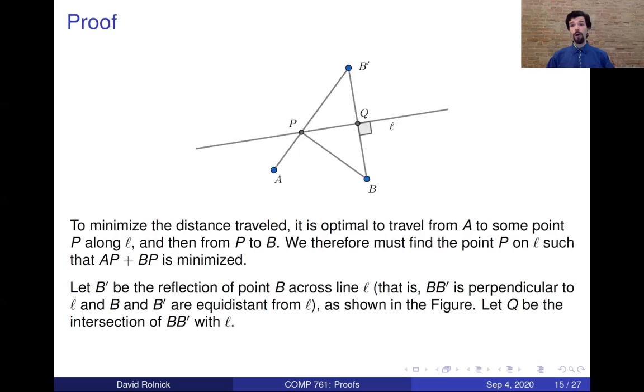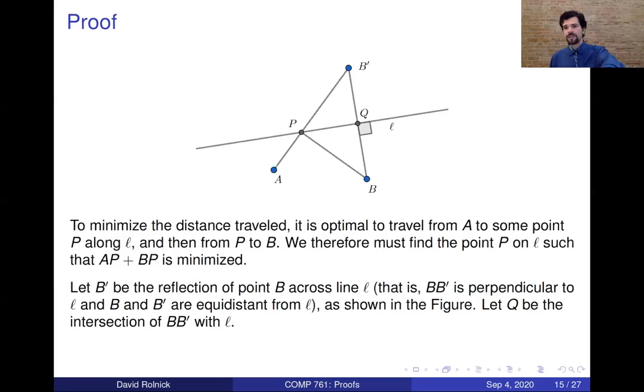So going into all the details to make sure it's completely clear, hopefully. To start out, the problem didn't say we needed to find a point P. So we need to say our goal is to find some point P. To minimize the distance traveled, it is optimal to travel from A to some point P along L, and then from P to B. We therefore must find the point P on L such that AP plus BP is minimized. Okay, so that's what we're trying to do. Another key point is to turn a problem with words into a problem with formal statements. So that's useful. Now, remember we had this reflection idea. So let B prime, it's important to name everything, to define everything, let B prime be the reflection of point B across line L.